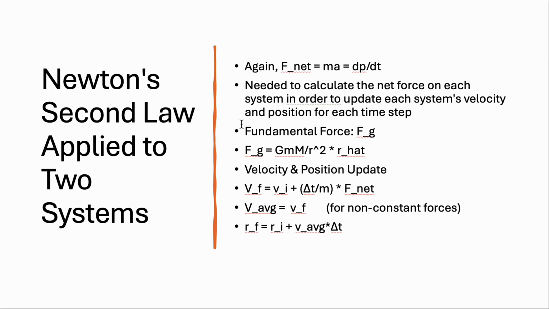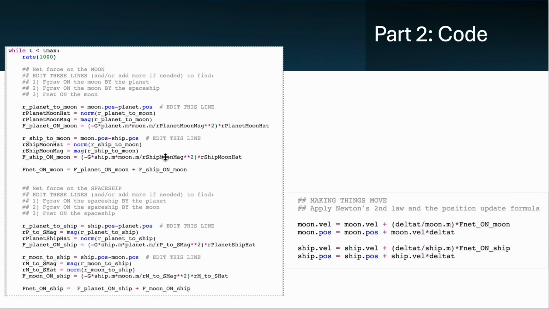So again, Fnet is equal to mass times acceleration, which is equal to dp over dt, Newton's second law. We needed to calculate the net force on each system in order to update each system's velocity and position for each time step. Again, the fundamental force was only gravity. Our velocity update is just a rearrangement of Newton's second law. And we know V average for non-constant forces is equal to VF, so we can plug VF into our formula for position update. The code shows exactly that.